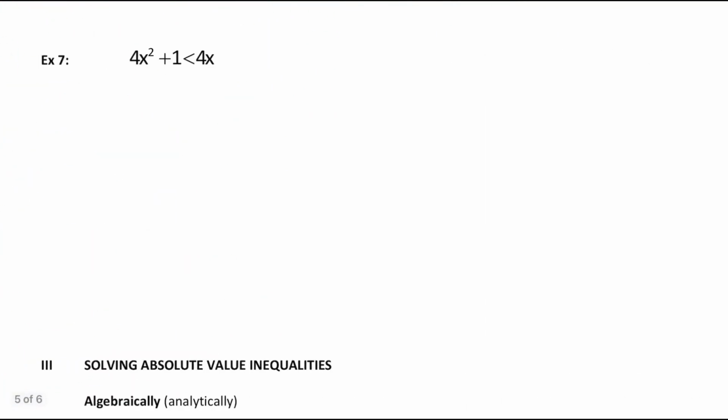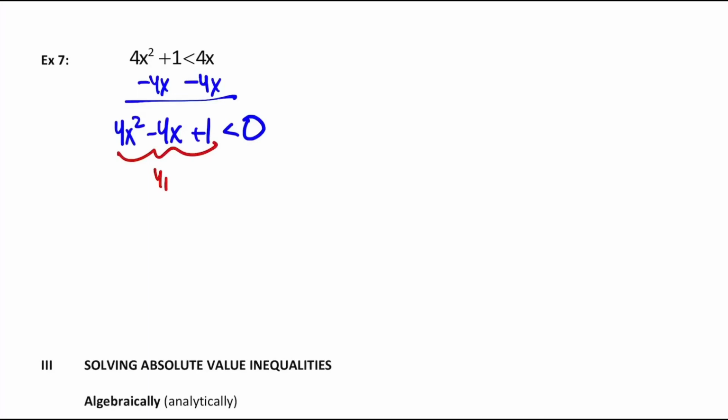Again, I'm doing all of these. It's a long video. If you get the hang of it, skip, move on. But I just want to make sure I get everything covered here. So this one, I'll subtract 4x from both sides. Gives me 4x squared minus 4x plus 1 is less than 0. I'm going to throw this into y1. Oops, sorry about that. All right, so now the graph kind of looks like this.